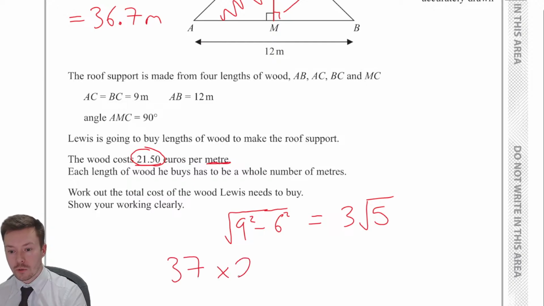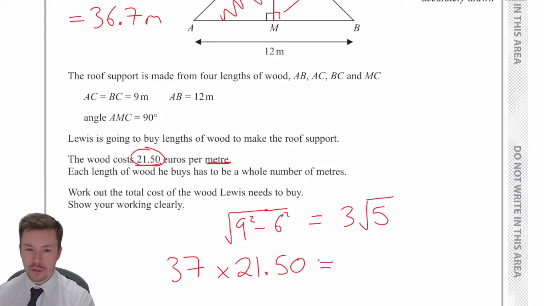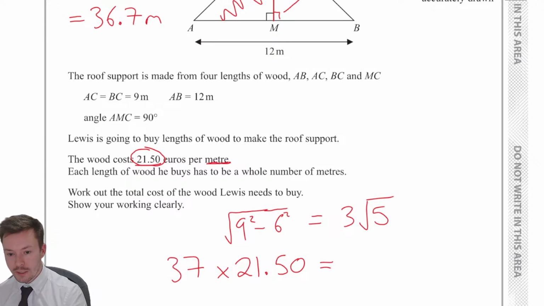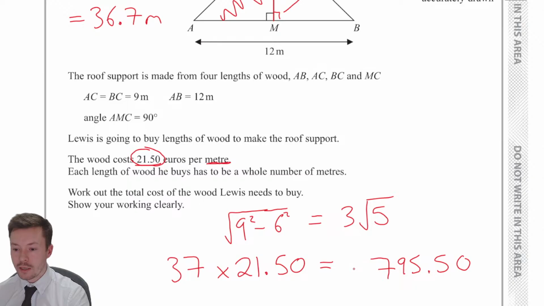37 times 21.50. Don't have to include 0, but why not? It's money. That's what it is in the question. 37 times 21.50 gives 795.5 total cost. So 795.50. Do have to put the 0 here because this is money, and money has 2 decimal places.